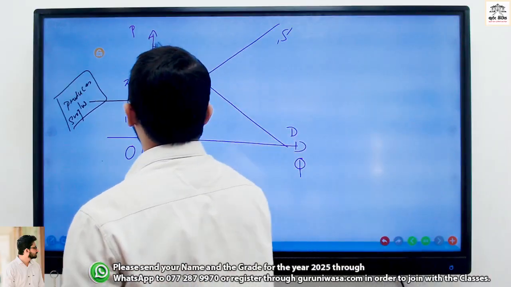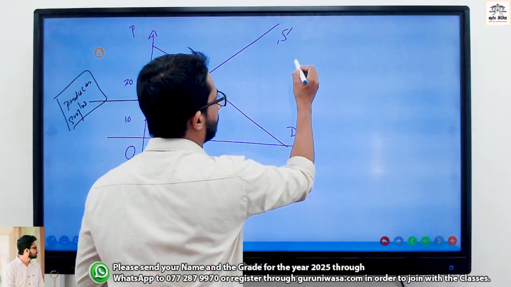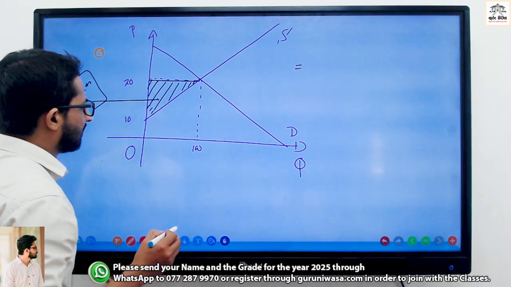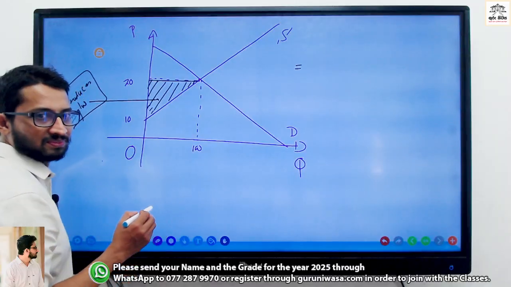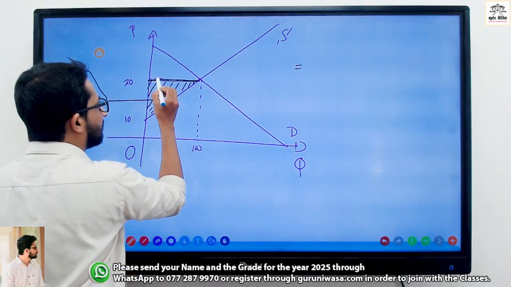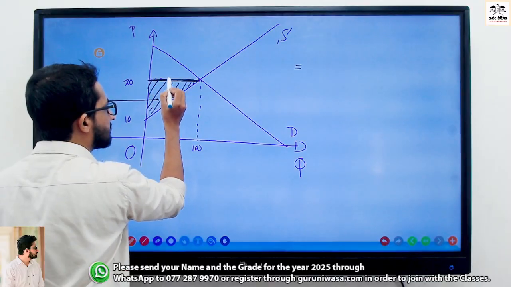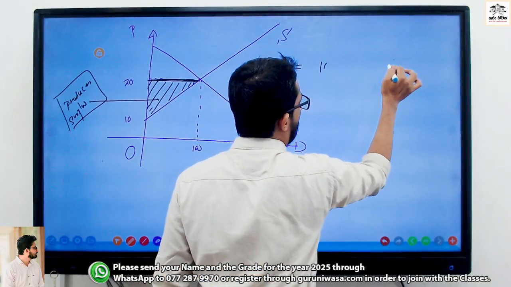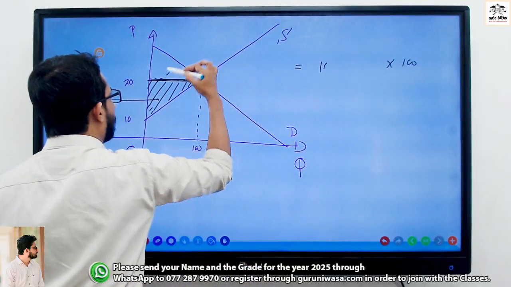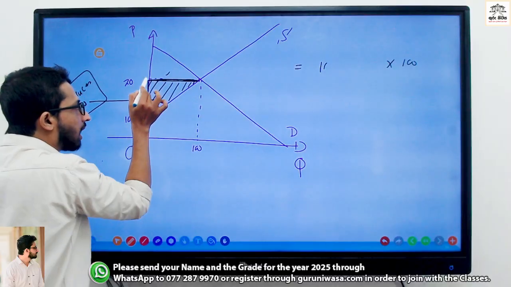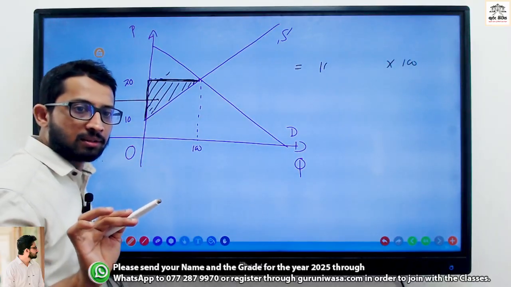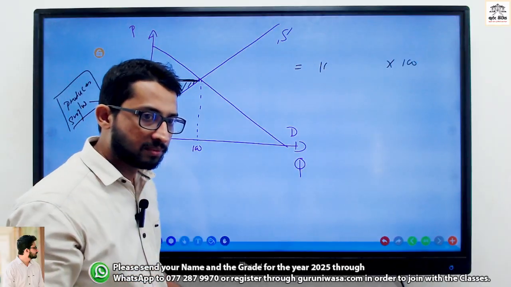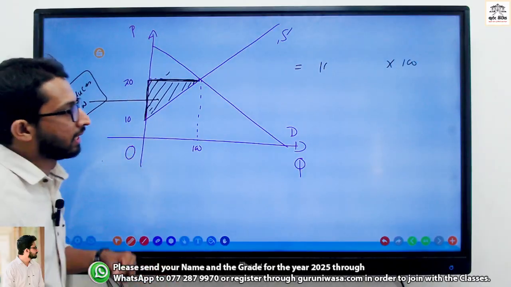Yes, very good. Then here, look at the board. Here the base is how much? 20 or 100? Take this distance. The value of this distance is 100, because this value is 100. Then we have to consider this height. How much is the value? 10. How did you calculate 10? 20 minus 10, 10.